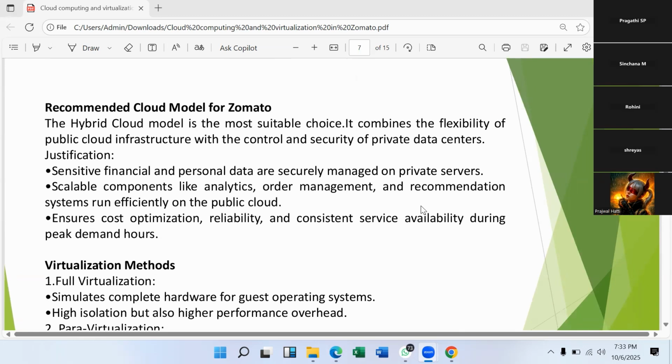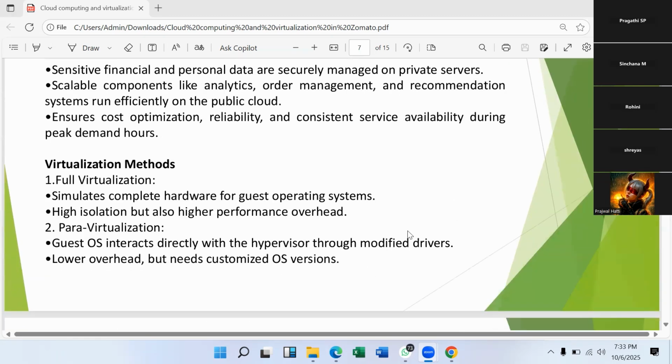Next is virtualization methods. In virtualization methods, there are two types: full virtualization and para virtualization. In full virtualization, it simulates full hardware, which gives high isolation but slower performance. In para virtualization, the guest OS talks directly to the hypervisor, so it is faster but needs a modified OS. The next slide.